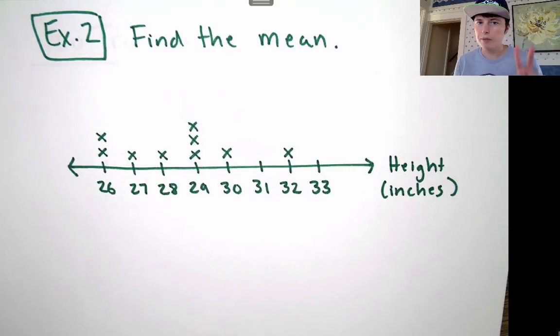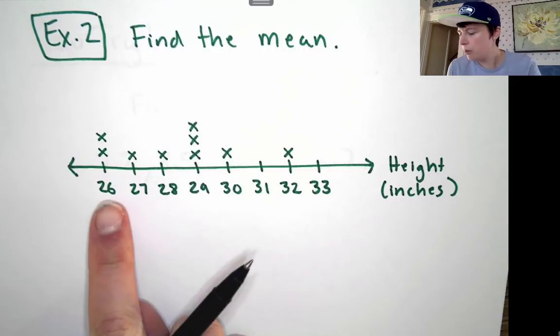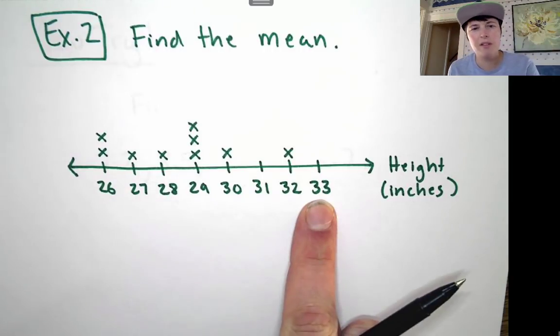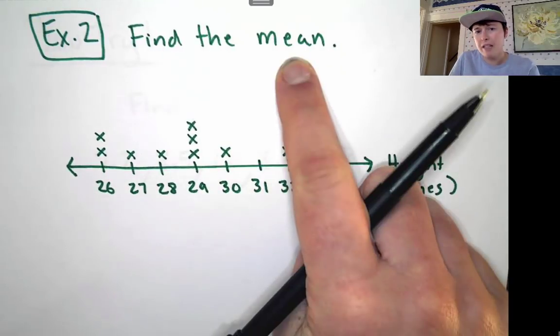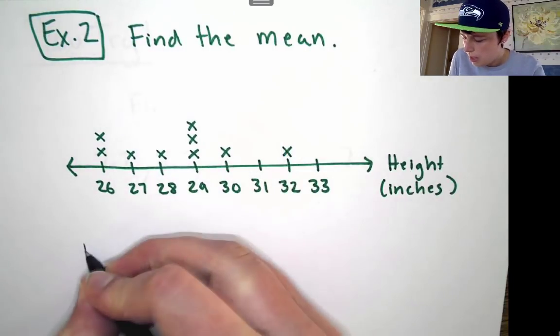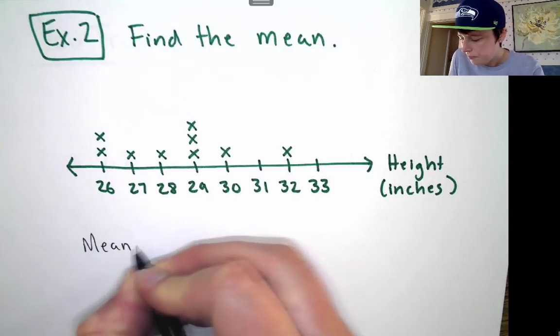Same question, example 2, find the mean, but instead of giving you a list of numbers, they've given you a dot plot. And hopefully you've already watched the dot plot video and you're ready for this next step. So check this out. We have a dot plot that goes from 26 up to 33, but there's nothing there at the 33. And our job is to find the mean. Okay, well, we know mean means to add them all up.